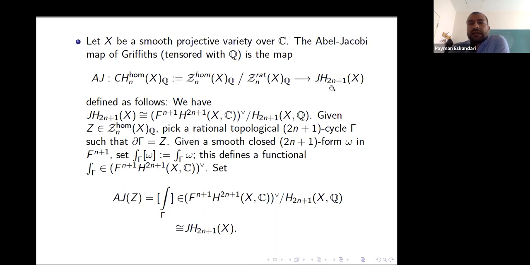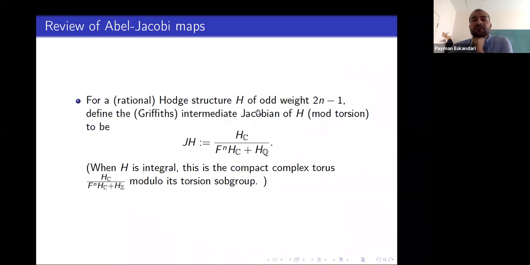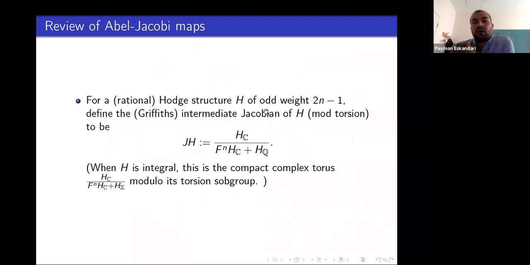So the first thing to note is that this intermediate Jacobian can be identified with this quotient here, and the point is that H_{2n+1} has weight -2n-1. So going back to the previous slide, where we defined this intermediate Jacobian, you have to mod out by F^{-n} of that. And F^{-n} of that would be, thinking about homology as the dual of cohomology, those maps that vanish on F^{n+1}. So this quotient is now the dual of cohomology, functionals on cohomology, modded out by those that vanish on F^{n+1}, and then plus this Q lattice.